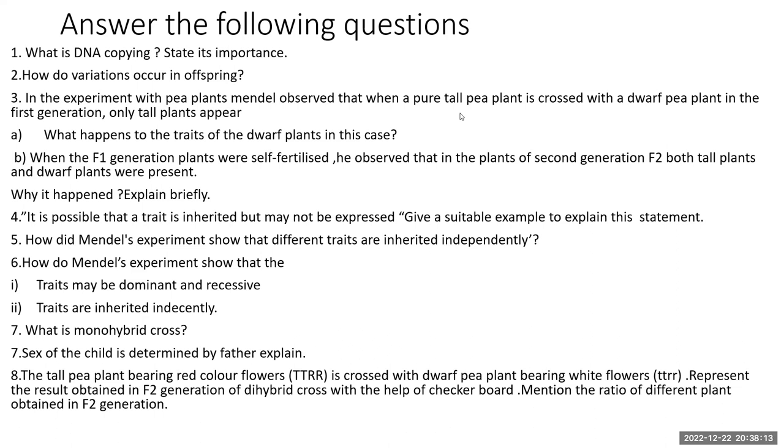Okay, next. Sex of the child is determined by father. Explain. This comes out to be a 2 or 3 marks question. It has to be explained elaborately, children. The sex or gender of the child is determined by the chromosomes by which he is being formed. If the chromosomes present are X and X, then it is a girl, and if it is X and Y, then it is a boy.